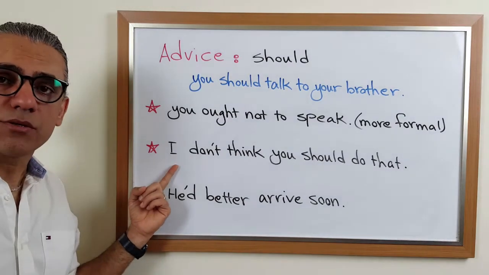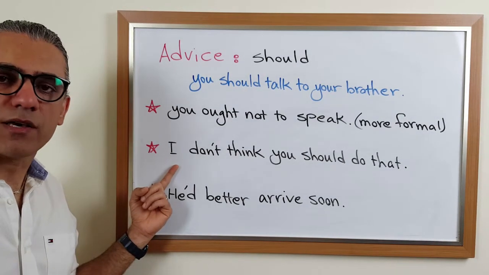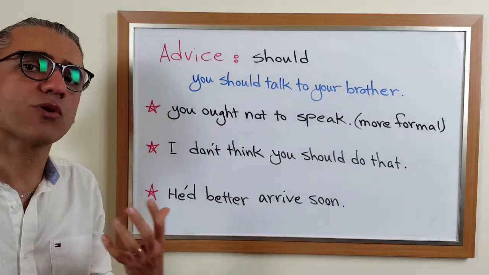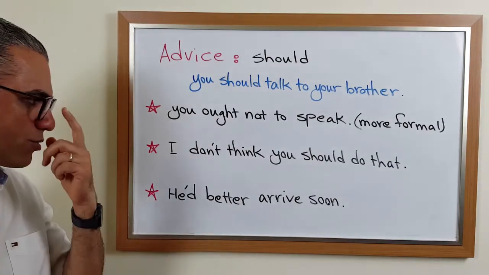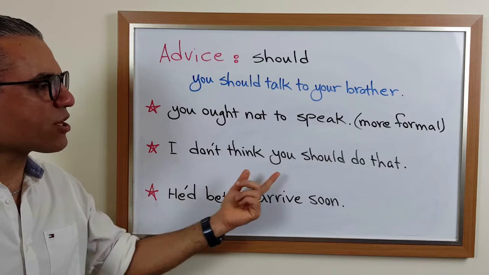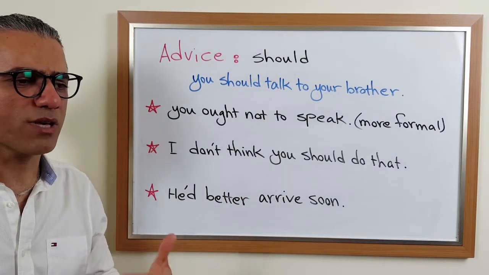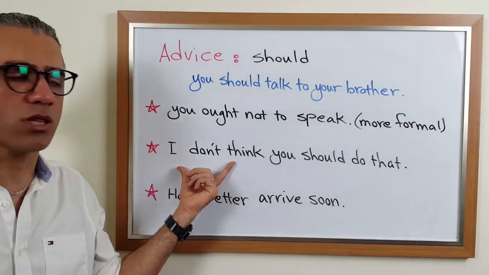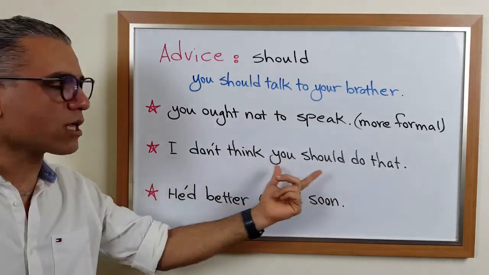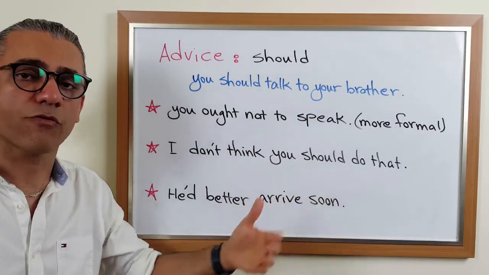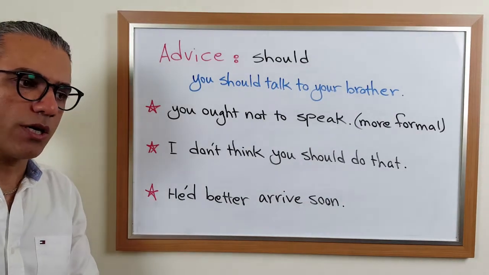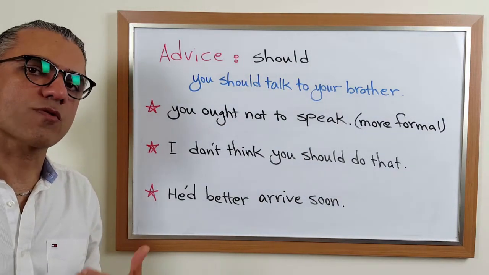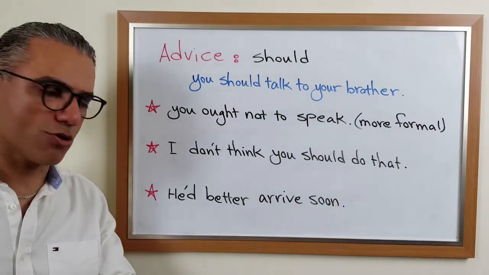We have another way to describe advice. Sometimes we use I think or I don't think, especially when you want to express your opinion as a piece of advice to somebody. We don't say, I think you shouldn't do that. We generally don't do that. So if we expect someone not to do something, we start the sentence with, I don't think you should do that. We don't say, I think you shouldn't do that. That is not common at all. If you want to use I think, and if you want to, for example, ask someone not to do something, you need to start the sentence with, I don't think you should do that.